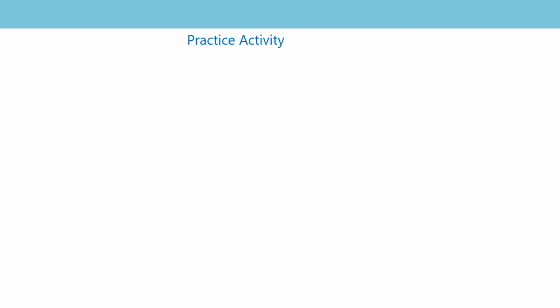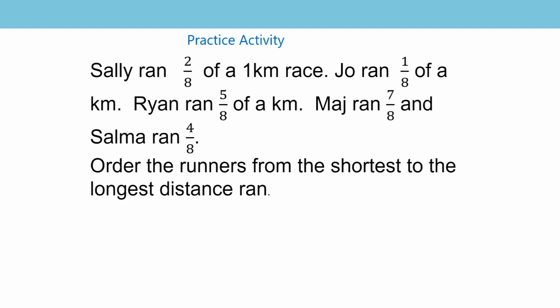Here are a few of the examples that I recorded. The first one is in the context of a word problem. I put all the fractions that were given into a word problem. Sally ran 2/8 of a 1 kilometre race. Joe ran 1/8 of a kilometre. Ryan ran 5/8 of a kilometre. Madge ran 7/8 and Salma ran 4/8. Order the runners from shortest to the longest distance ran.